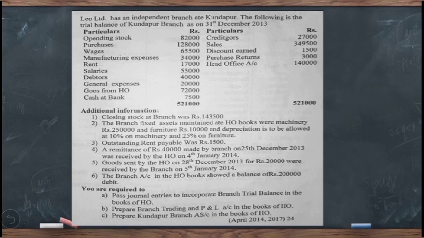The goods sent by head office on 28th December 2013 for rupees 20,000 were received by the branch on 5th January 2014. The branch account in the books of head office showed a balance of rupees 2 lakh debit balance. You are required to pass journal entries to incorporate the branch trial balance in the books of head office. Second requirement, you have to prepare branch trading profit and loss account in the books of head office, and finally prepare Kundapur branch account in the books of head office.